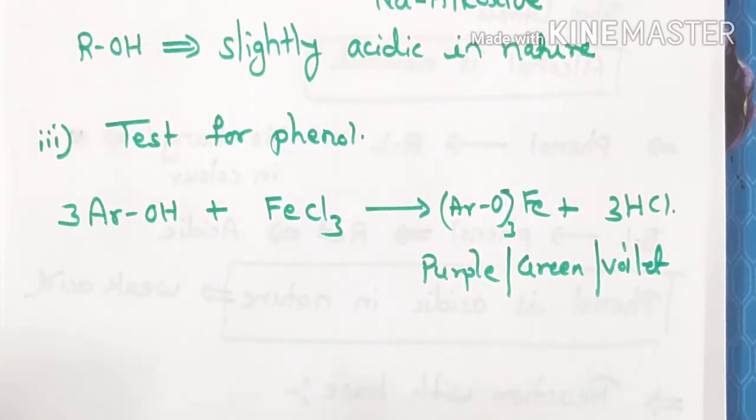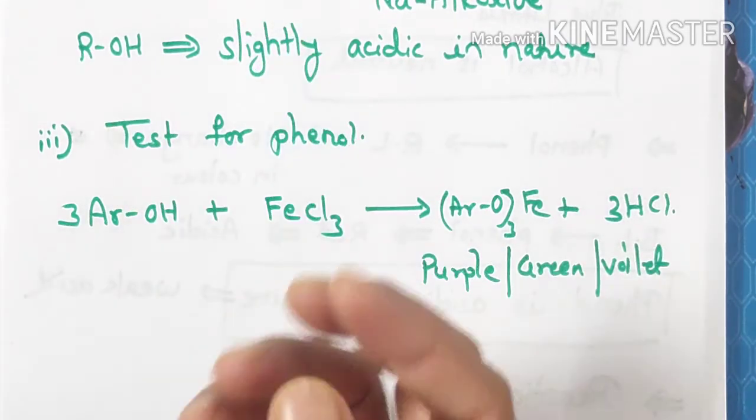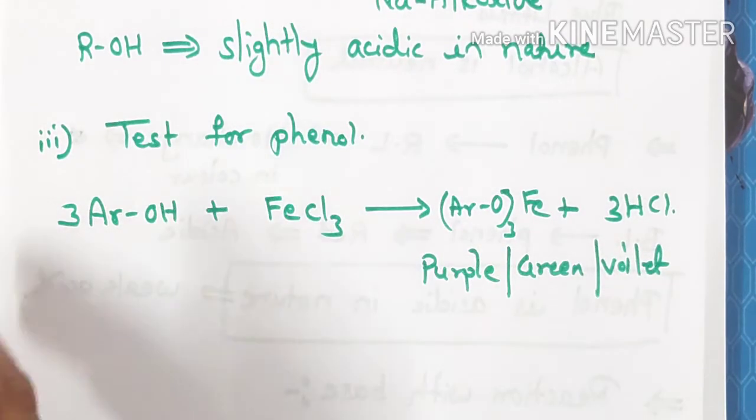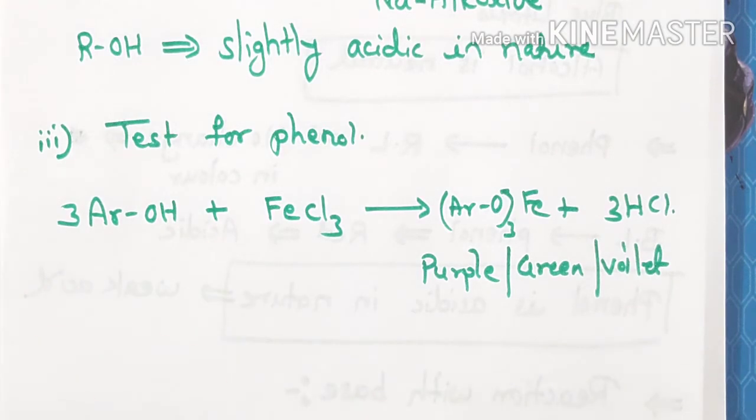Understand, student, what I mean to say? Suppose I have some liquid. I don't know whether this is phenol or not. What do I do? I add FeCl3. As soon as I add this, if the color of the solution changes, like deep purple, green or violet, I will report that this compound is phenol. So this is one of the tests for phenol, right?